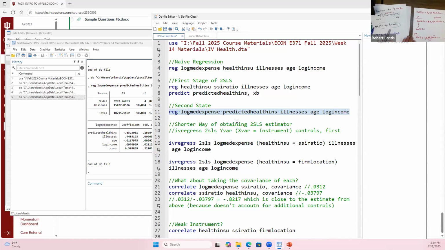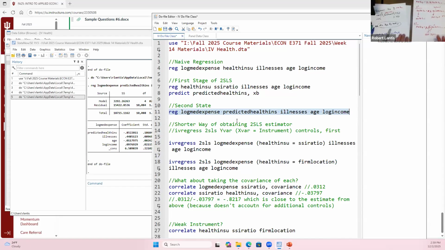the statistical significance, once we're in this first stage, the statistical significance of that instrument will tell us whether or not that first condition was met, right? In our example, we said it was strongly met when we looked at that first stage.